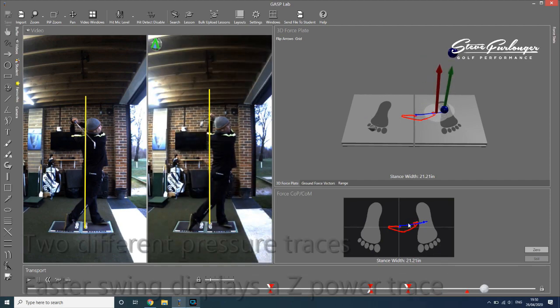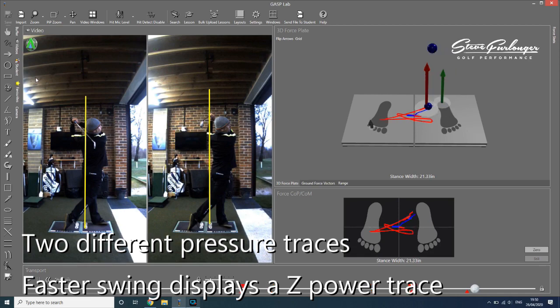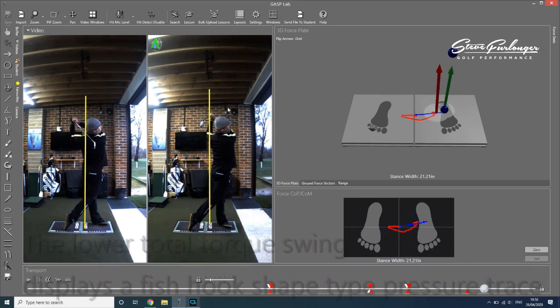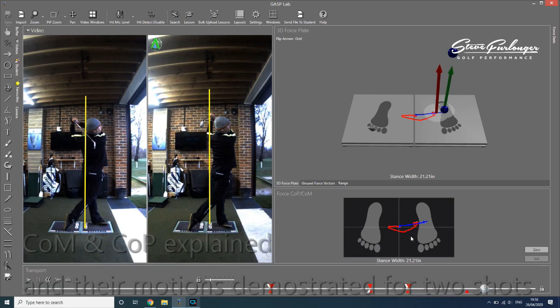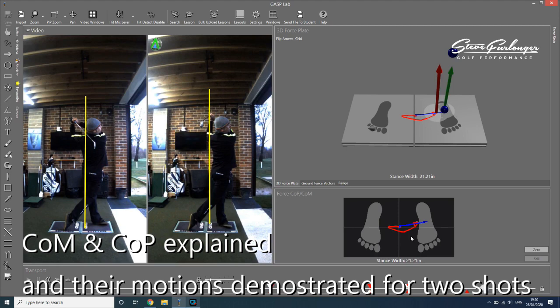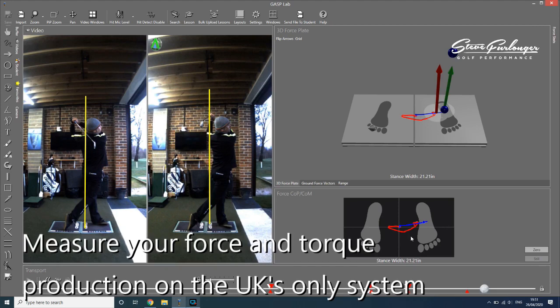If we look at the two pressure traces, from my faster swing that produced more total torque, this is more of a Z trace. And then from the shot, which was a more flighted lower ball flight, less carry distance, we can see this more fish hook looking trace of the center of pressure. So there we go. Center of mass, center of pressure, shown on GASP's dual 3D force plate system.